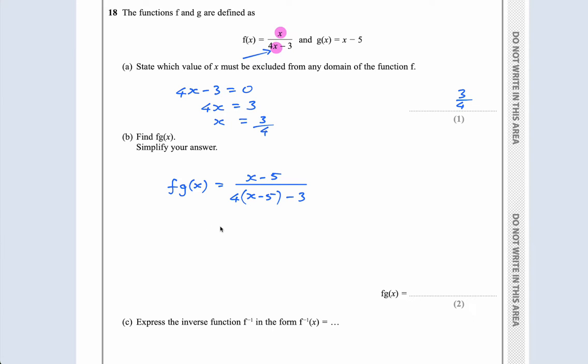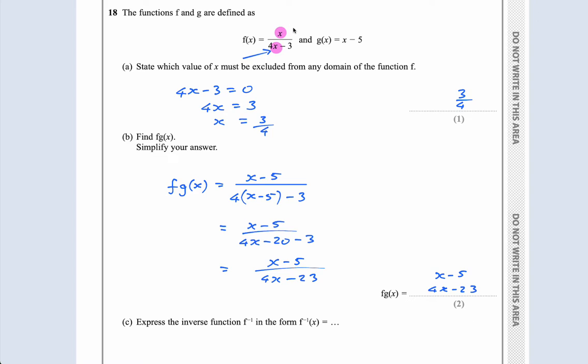expand. This gives me x minus 5 at the top, 4x minus 20, 4x minus 20 minus 3, which is equal to x minus 5 over 4x minus 23. And that's it. That is the answer. X minus 5 over 4x minus 23. Express the inverse f minus 1 in the form f minus 1 of x, right?